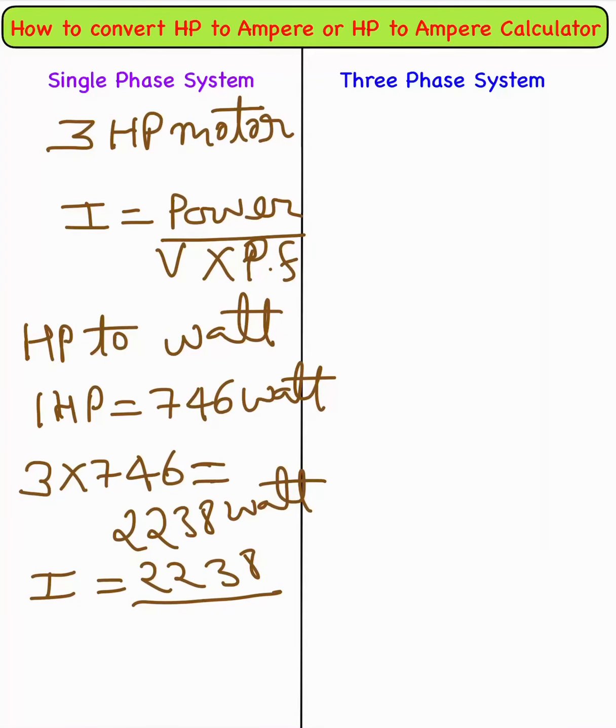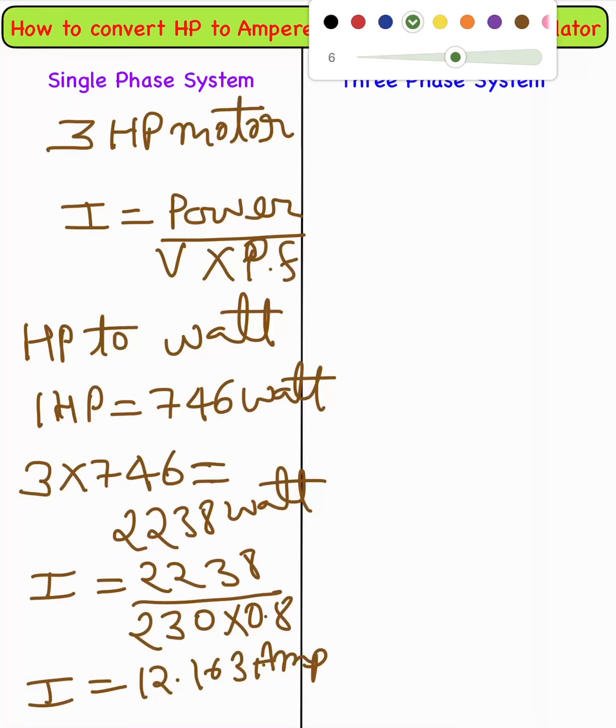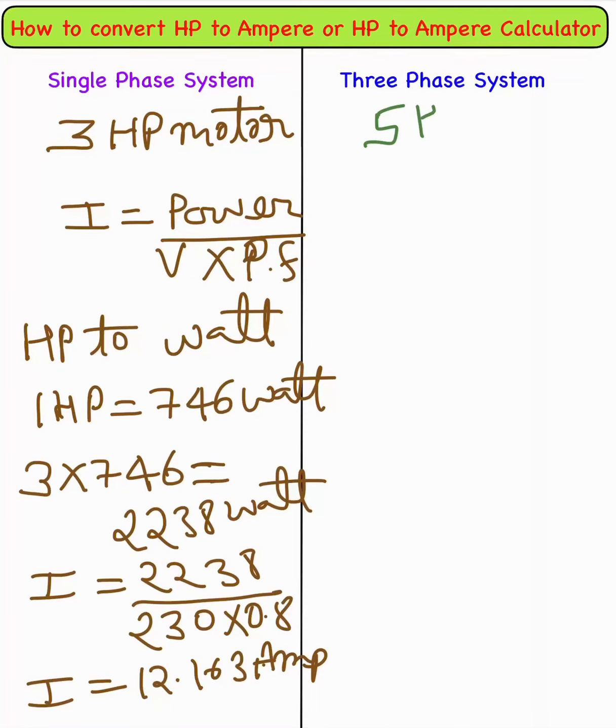Here voltage is equal to 230 into power factor 0.8. So current is equal to 12.163 ampere. This is the current value of the single phase system. Now come to the three phase system. Suppose in this case we consider a 5 HP motor.